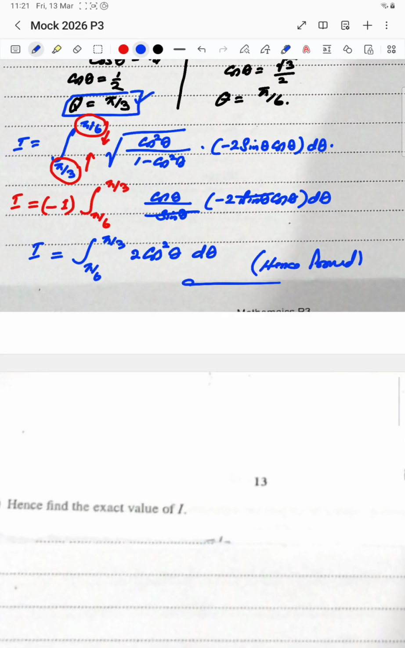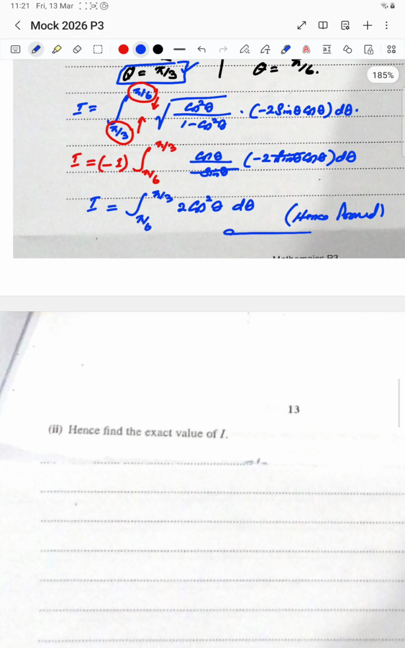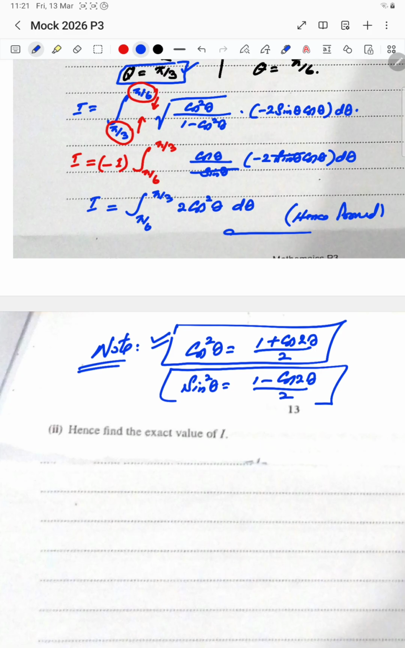Okay, fine. The next part says, hence find the exact value of I. Now we have to solve this. Before I solve it, we know we don't have a direct integral of cos square theta, but cos square theta is 1 plus cos of 2 theta, whole divided by 2. And sine square theta, for your knowledge, to recap, will be this. You need to note it, as it will not be in the formula sheet. I don't think it's given. So we use this one, because we don't have a direct integral of sine square and cos square. That's why I wrote it.